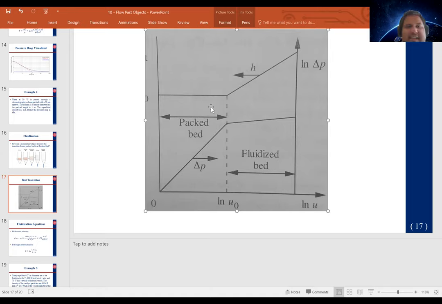Any questions on that phenomenon, as well as the discussion as it relates to pressure drop, bed length, and velocity?